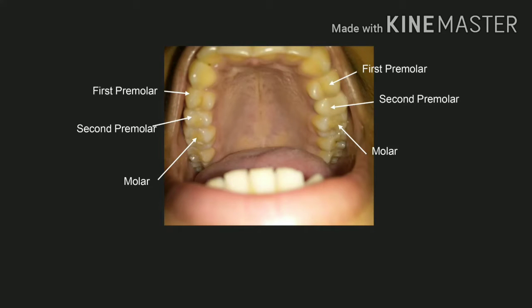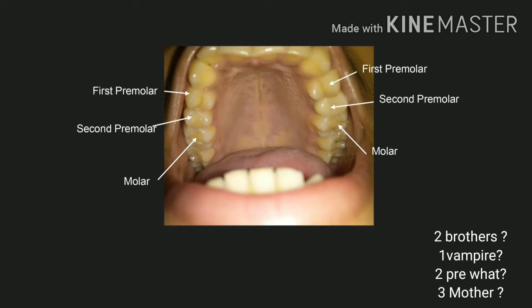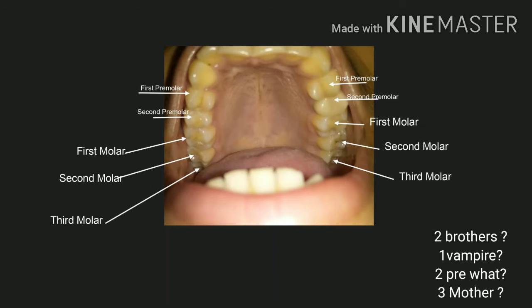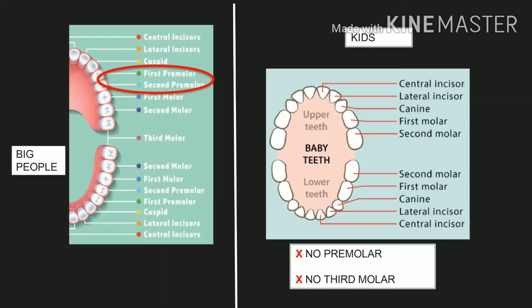So remember, in adults we have 2 incisors, central incisor and his brother lateral incisor, then a sharp tooth called canine. After that we have 2 premolars, called premolars because they lie before the molars: first premolar and second premolar. Then we have 3 molars: first molar, second molar and third molar. That makes 8 teeth on each side in adults.